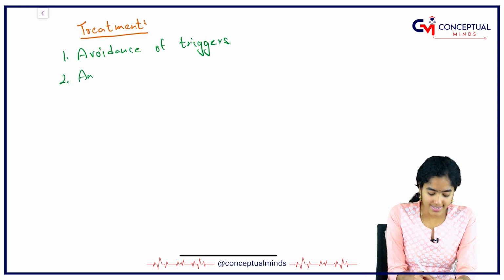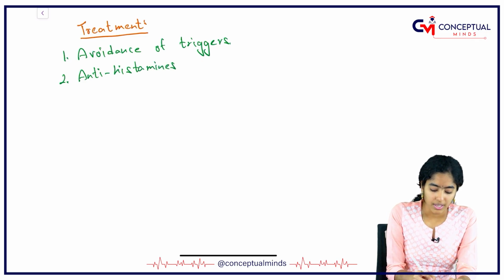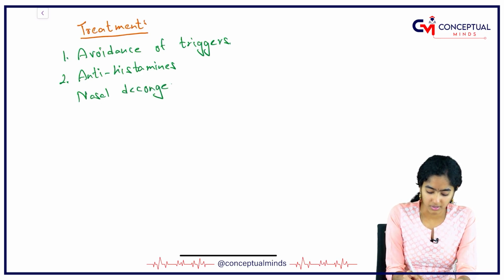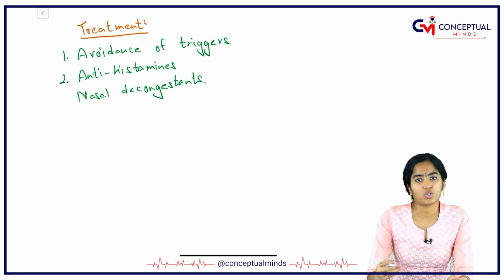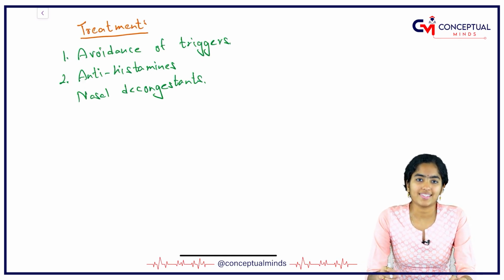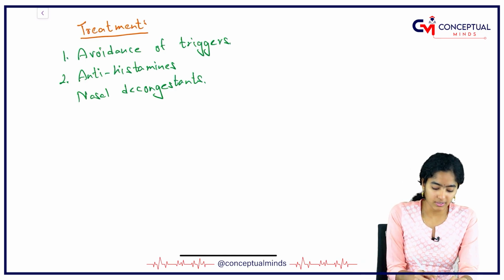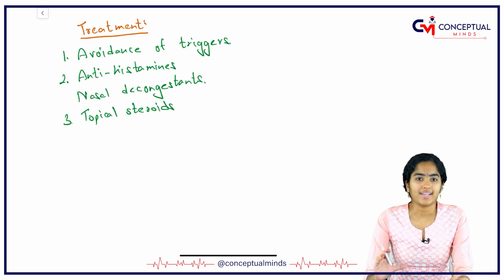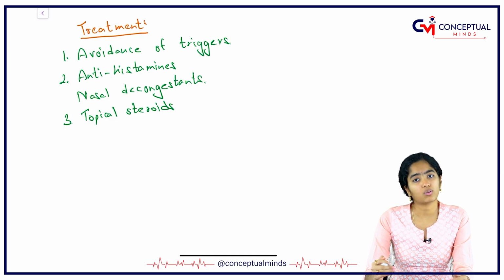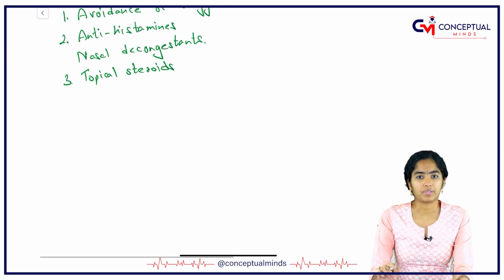Next, antihistamines and nasal decongestants. These provide symptomatic relief. They will relieve the nasal obstruction which is caused due to hypersecretions. They will also relieve the sneezing and rhinorrhea. And then we can also give topical steroids. These are used as sprays or as nasal drops, and they are also very much useful in controlling the symptoms.